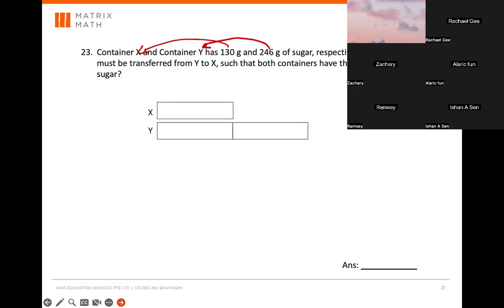So I show you the model here. Y is extra. Y is actually more than X, right? So how much more? We use 246 minus 130, which is 116. So this whole thing is 116. To make sure that you give them equally, this extra here, we just have to divide by 2. When you split it into 2, this portion here will go up.